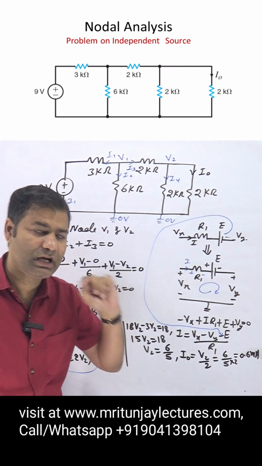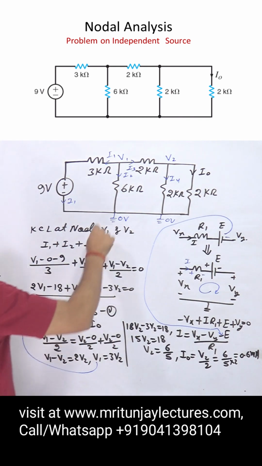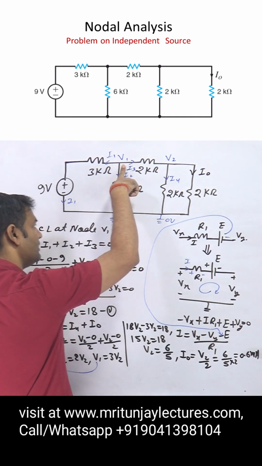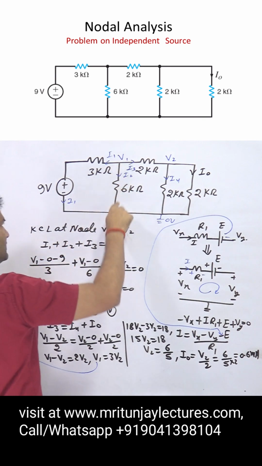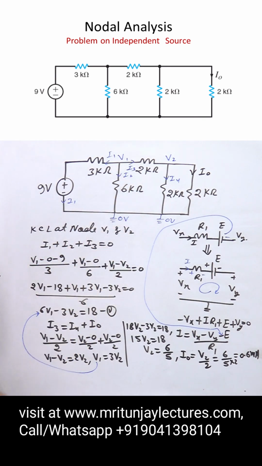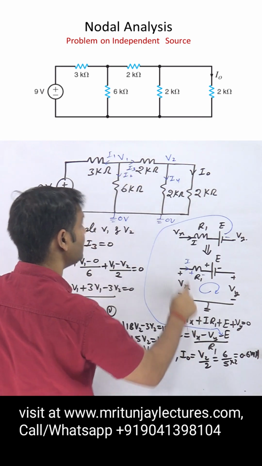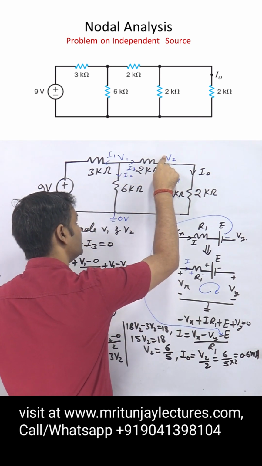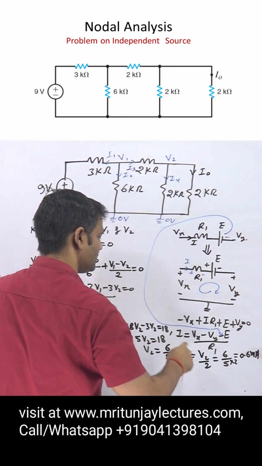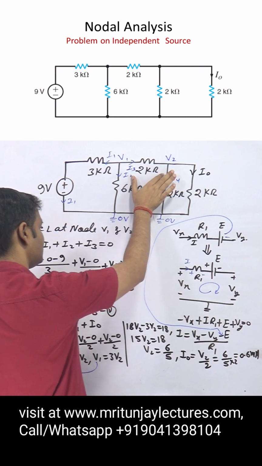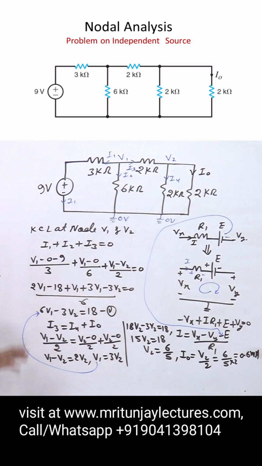Clear or not? After that, what about I2? V1 minus 0: initial V1, final 0, so V1 minus 0 divided by 6. Next one, I3: initial V1, final V2, no voltage source, so that value is 0. So V1 minus V2 divided by 2, this is equal to 0. After solving, we get the result like this.